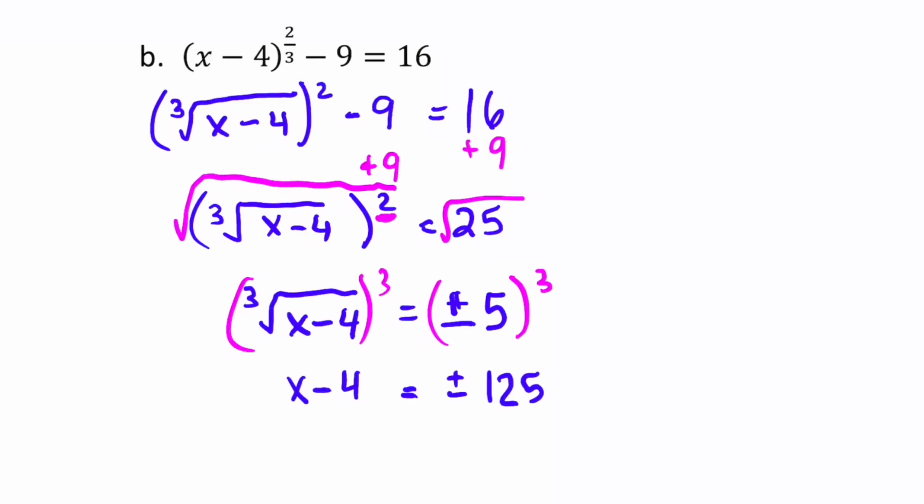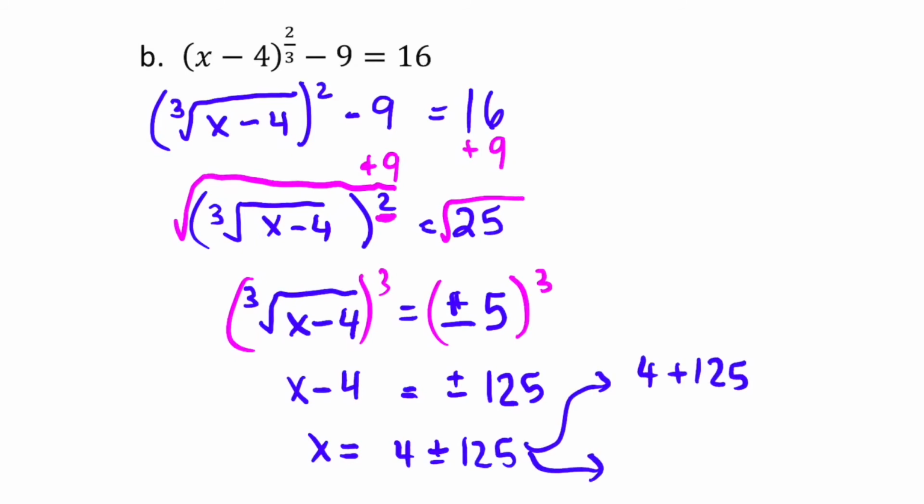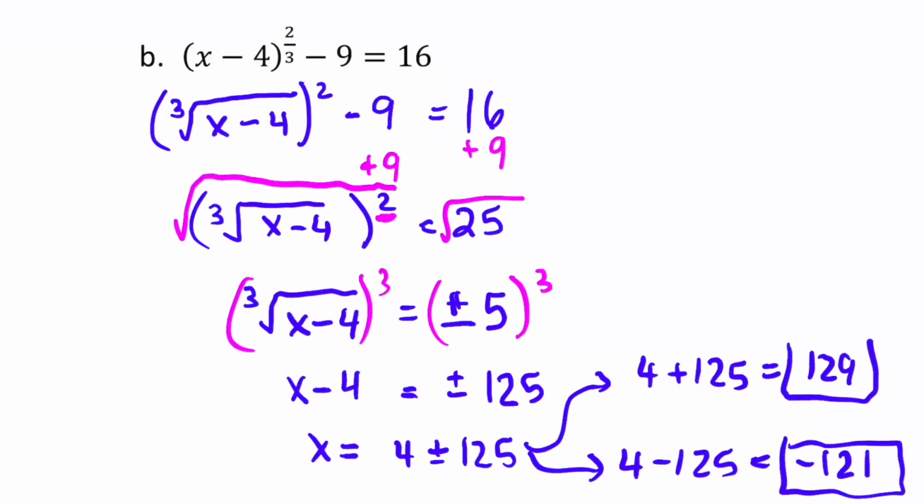And you could write it as 2 separate equations if you like having the one equal to positive 125 and one equal to -125. Or we could just do a little combo, add 4 to both sides, and then combine to get 129 and -121. So I did check these and plug them back in. I'm just not taking you through it, and you do need to plug them back in and check.